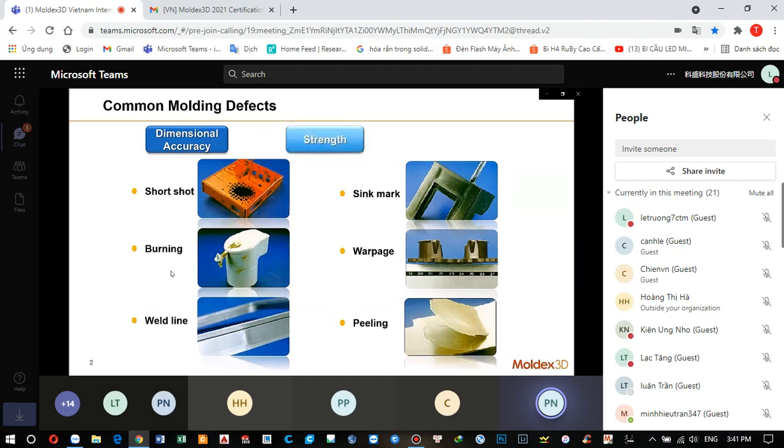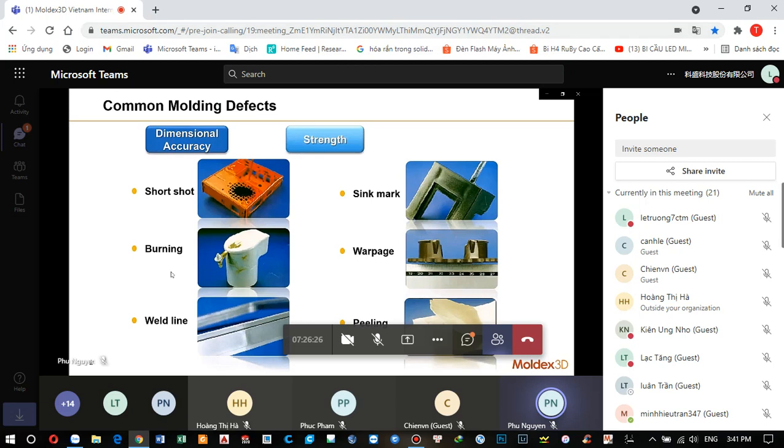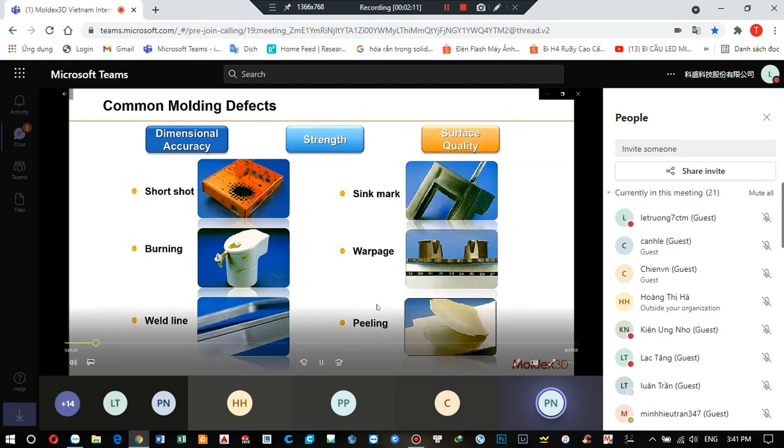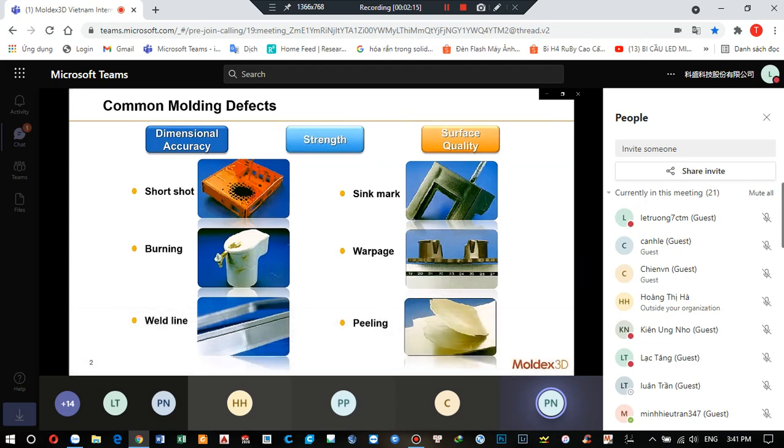And the second group of defects is about stress. For example, the welding line: when several melt fronts mix together, it becomes a weakness in our structure, and it becomes a defect about stress. And the last one is about surface quality. The seam mark belongs to this kind of defect.